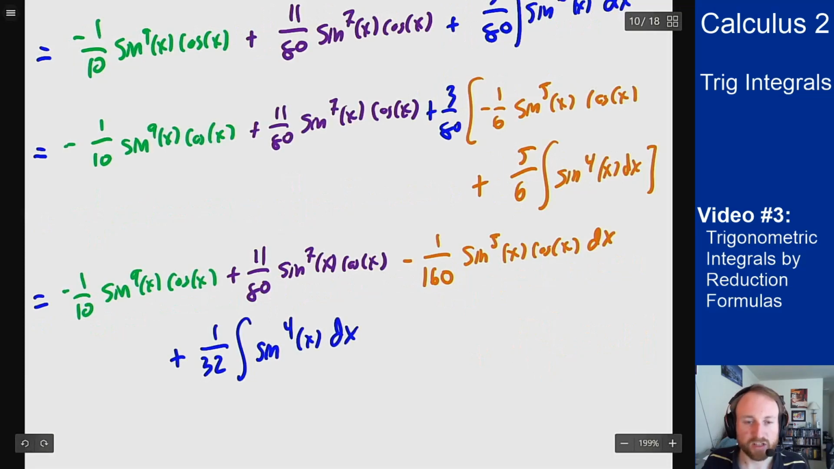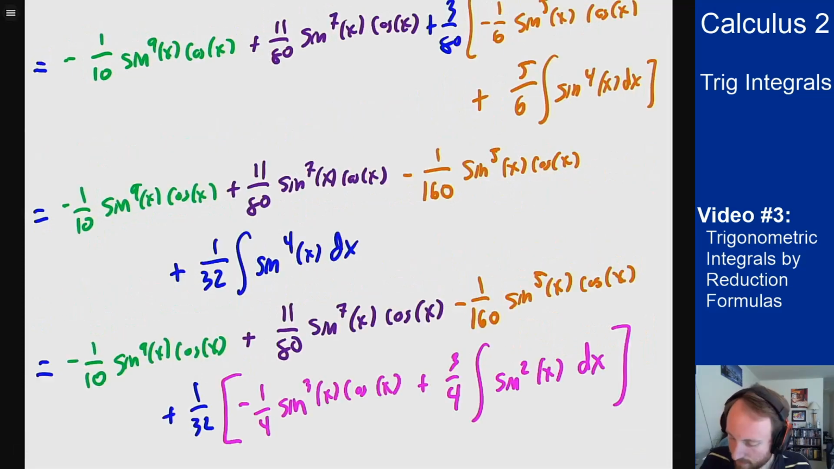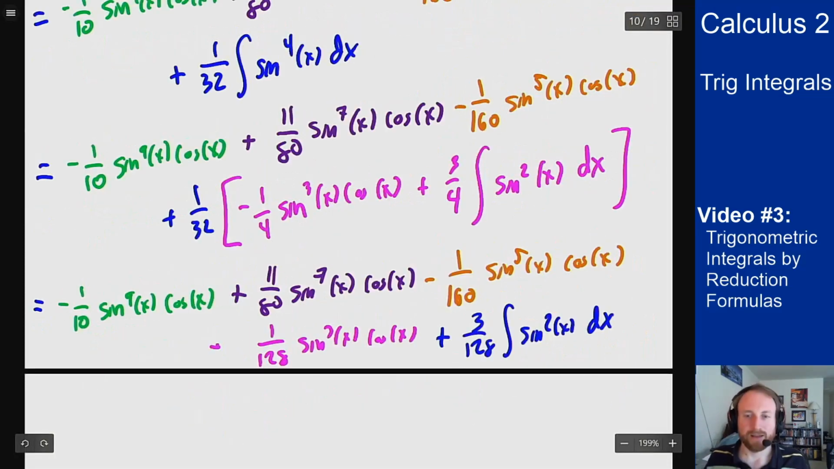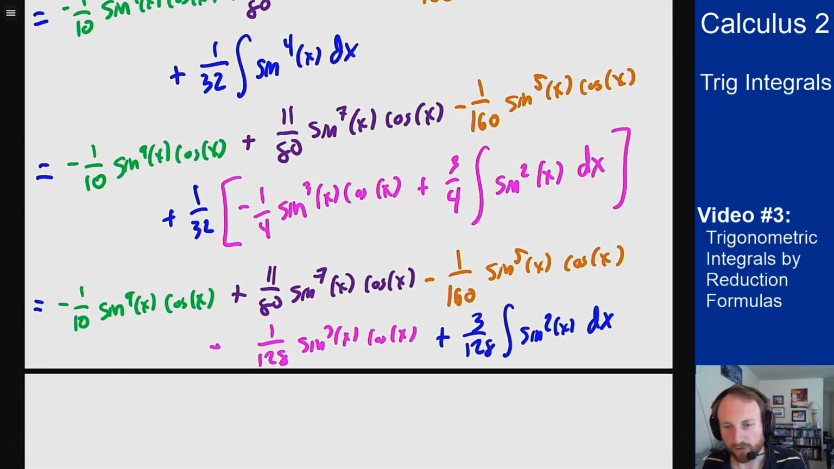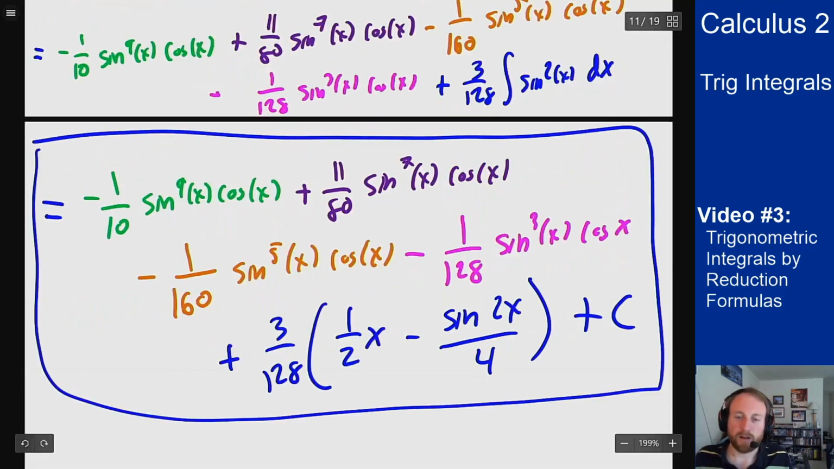I can then apply the reduction formula for n equals 4, distribute terms, and then finally apply the formula that I know for the integral of sine squared, or the substitution formula, and integrate to get to my final answer here. And that right there is your final answer to the problem.